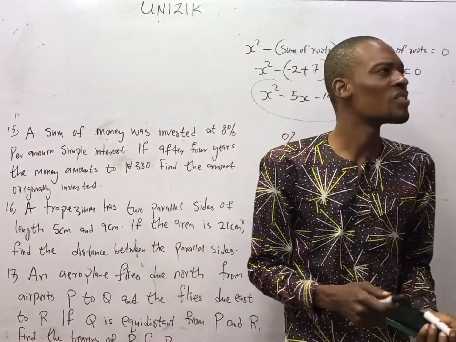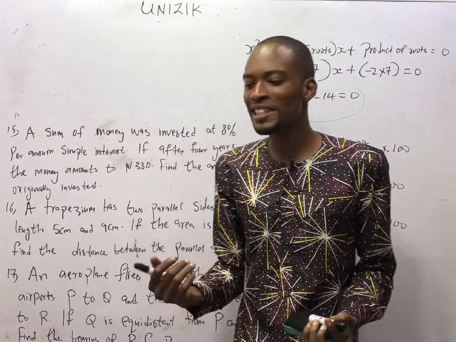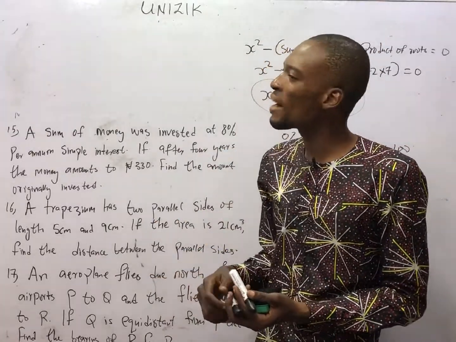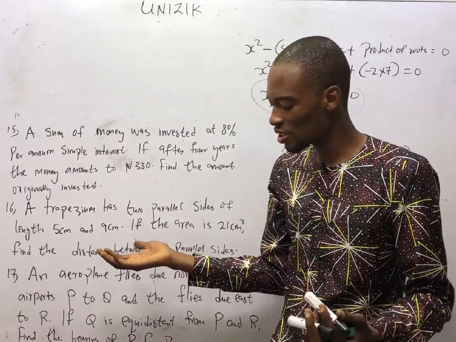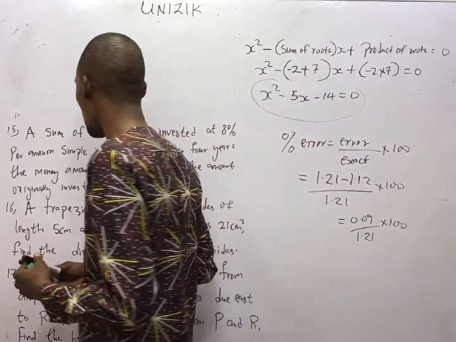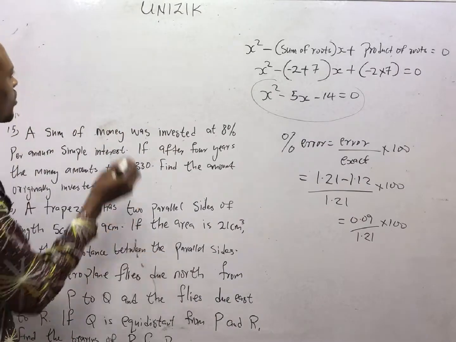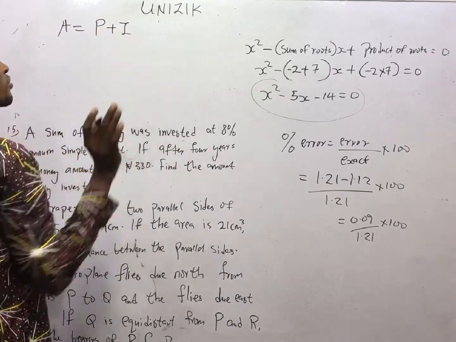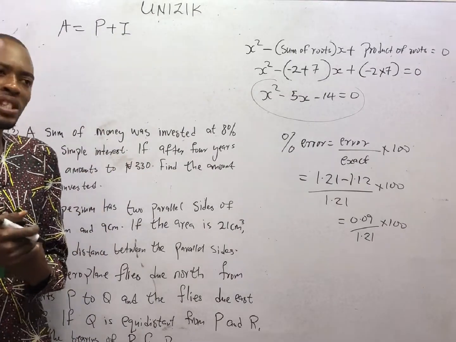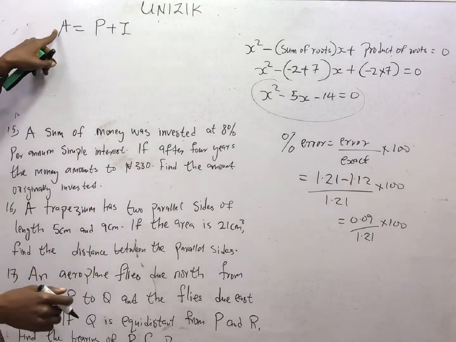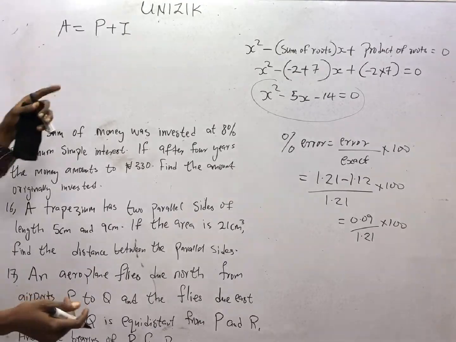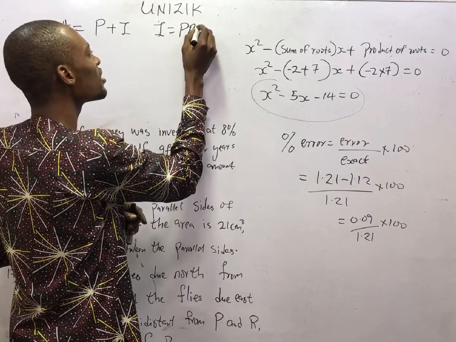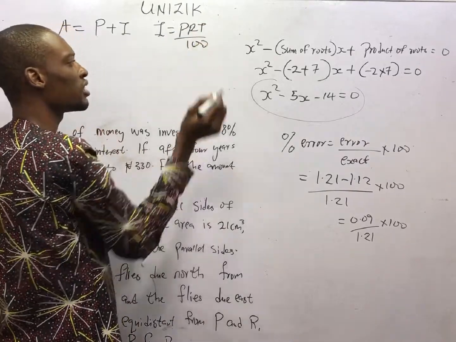Now, in a question that seems like simple interest, anytime you hear amount, simple interest should leave your mind. You should go to compound interest. That is where amount is advertised. Now look at something. Amount is principal plus interest. So when you add interest to principal, you get amount. Now what is interest? Simple interest is principal times rate times time all over 100.